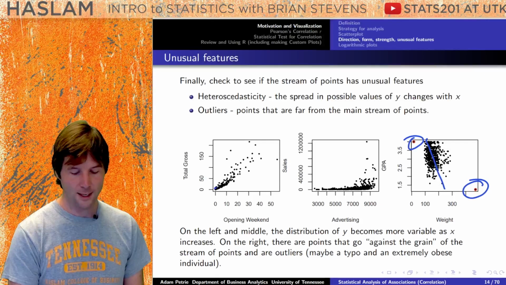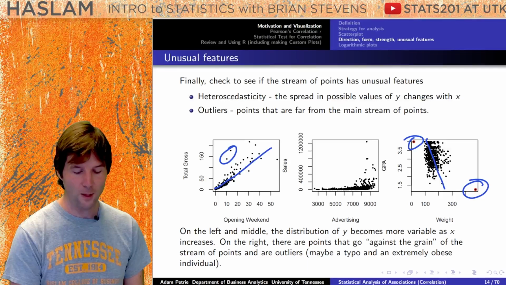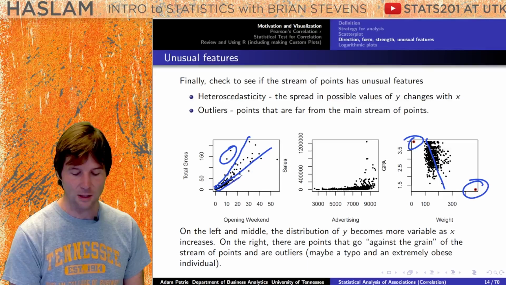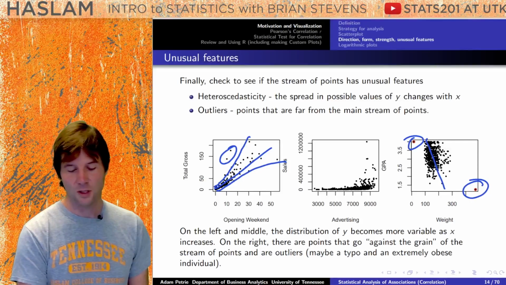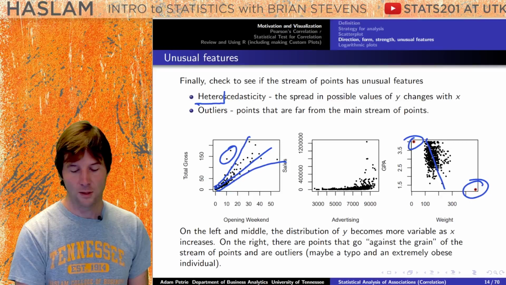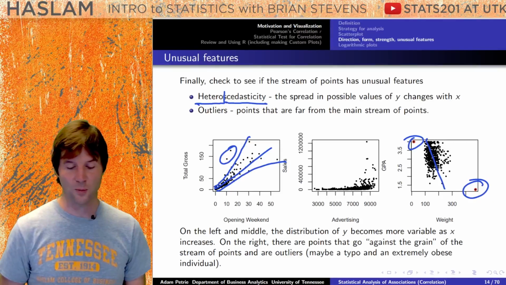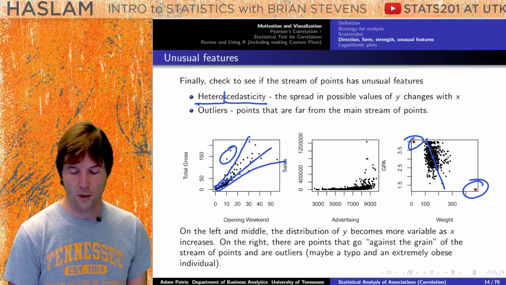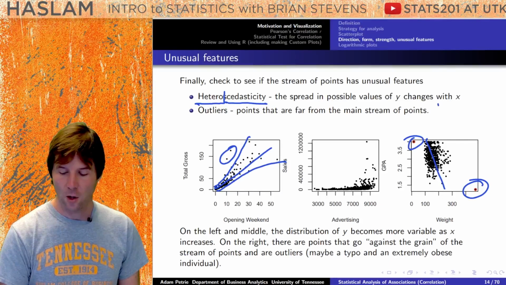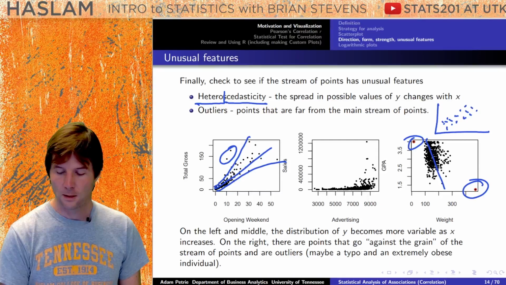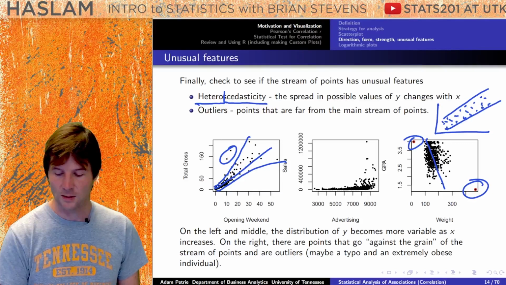This one right here has maybe some outliers or maybe a heteroskedastic relationship. Heteroskedastic means hetero, different, skedastic, spread. So differing spread. There's also what is called homoskedastic, and homoskedastic means same spread. So a homoskedastic relationship would have a spread that is the same.